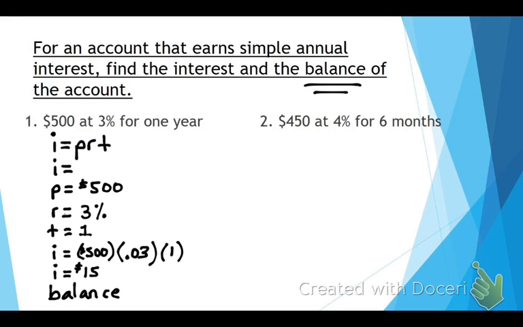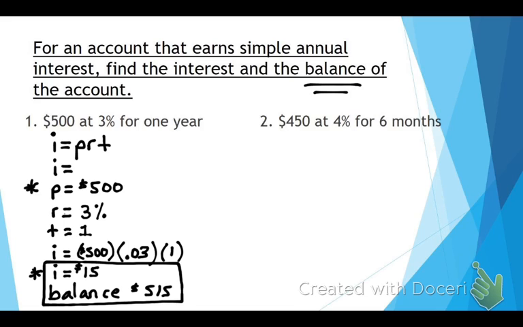515. How'd you get 515? Okay, you add your principal right here plus your interest. So $500 plus $15 equals $515. I want you to box this in because it asked us to find both the interest and the balance.